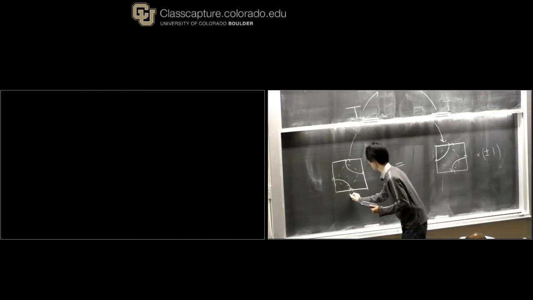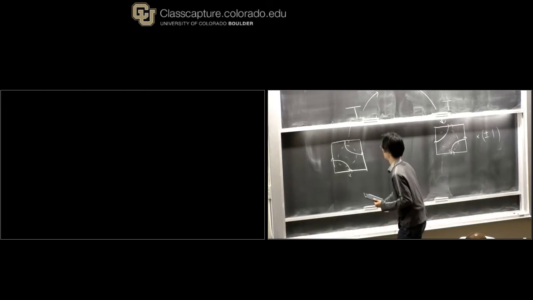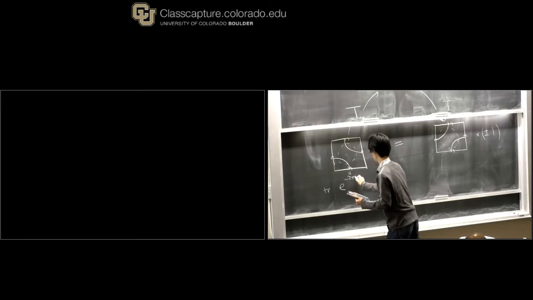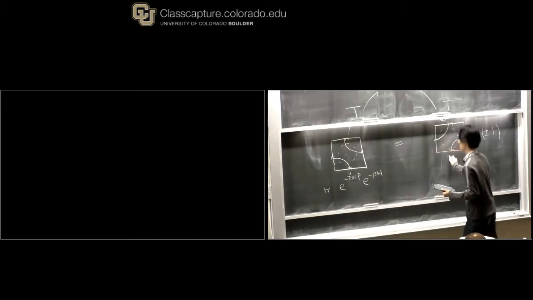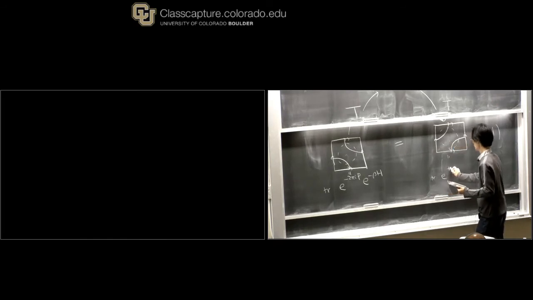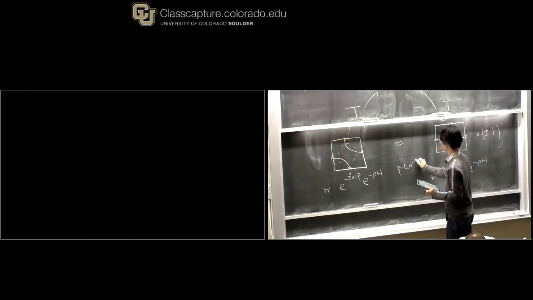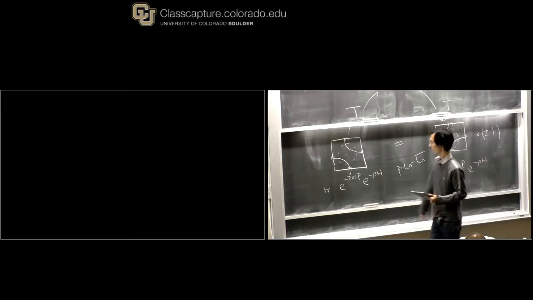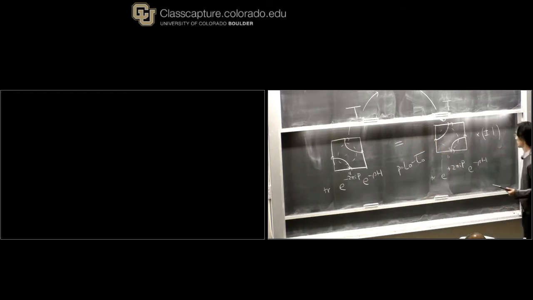Now you remember that this is, of course, the trace of exponential minus 2 pi i p, exponential minus beta h, and this is the trace of exponential plus 2 pi i p, exponential minus beta h, where p is, as always, L0 minus L0 bar, right? So this means that exponential of 4 pi i p gives you plus or minus 1.